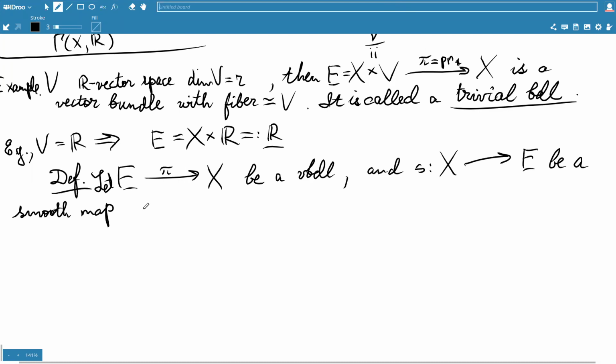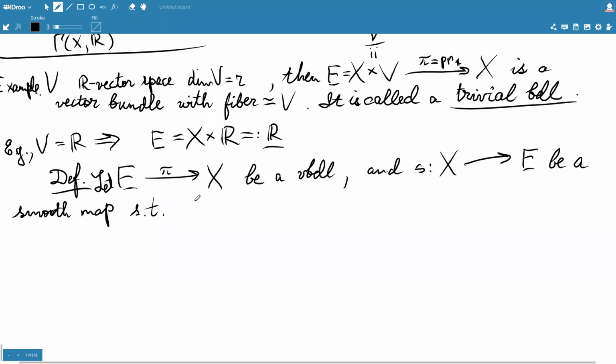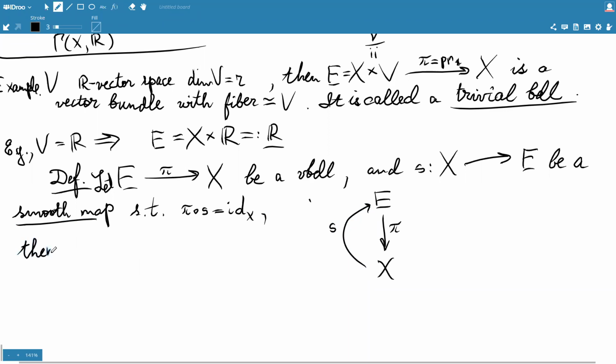Let S be a smooth map such that the composition, pi composition S, is the identity map of X. So if I draw this picture, pi, and S is a section, a smooth map such that this is satisfied, then S is called a smooth section, or just a section of E.